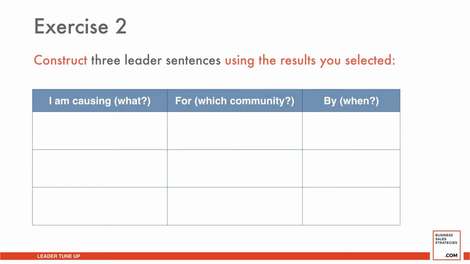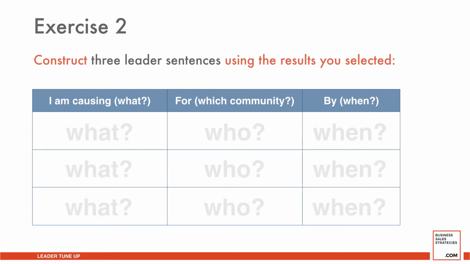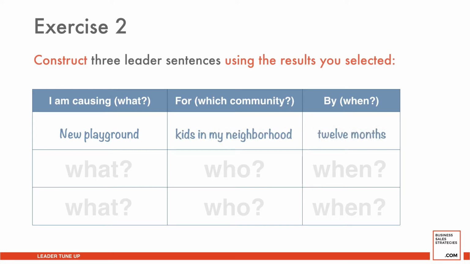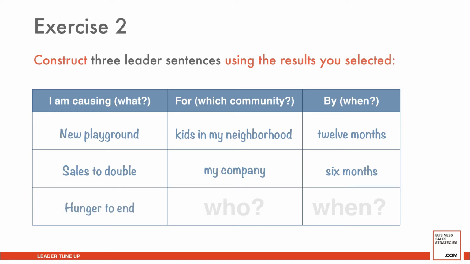So the leader sentence has a basic structure: I am causing what, for which community, by when. Let's practice. I am causing a new playground for kids in my neighborhood by 12 months from now. Or, I am causing sales to double for my company by 6 months from now. I am causing hunger to end for the people at the homeless shelter by 18 months from now.